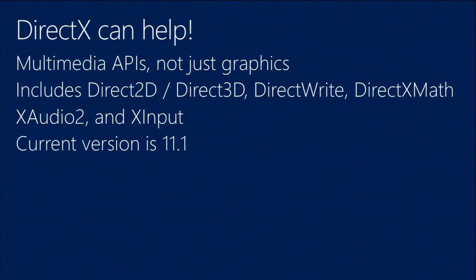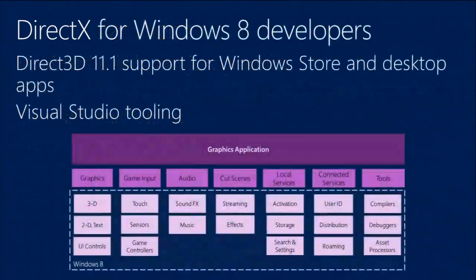The current version is 11.1. So that's the version I'm going to be using. There are previous versions, but this demo concerns itself with 11.1. So 11.1 supports Direct 3D support for Windows Store and desktop apps. And there is Visual Studio tooling for this. In a graphics application, you can see there's a lot of components to a graphics application. We're going to be focusing here today. Our application will not have sound.